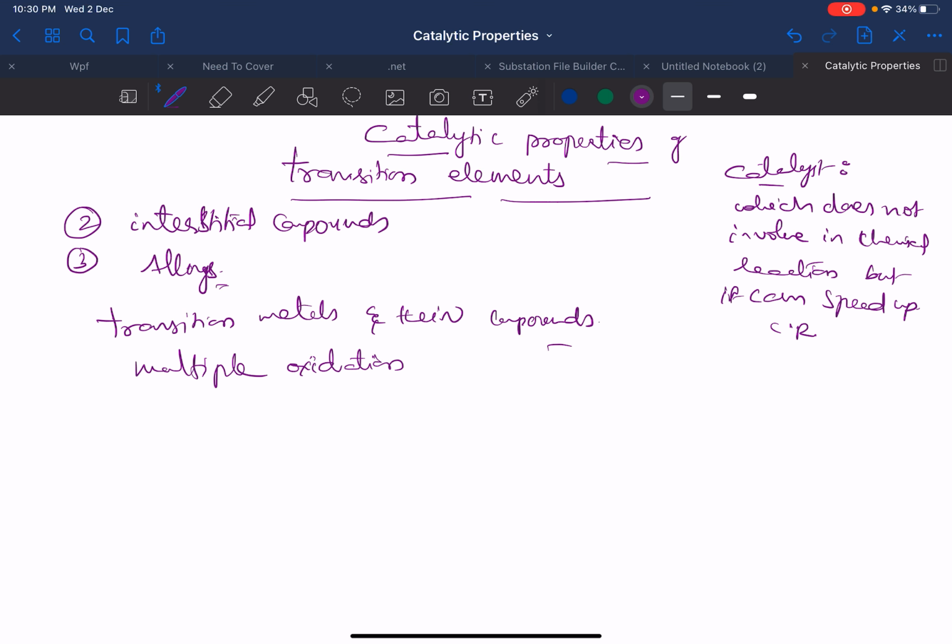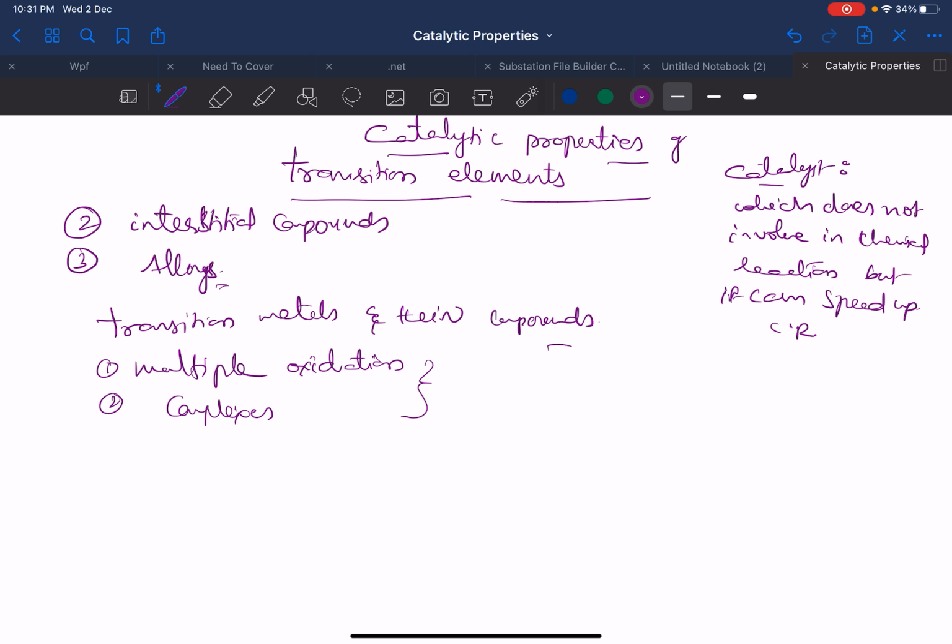And the next reason is the formation of complexes. These transition metal ions give complexes with the reacting molecules. So these two are the main reasons for the very good catalytic property of the transition elements.